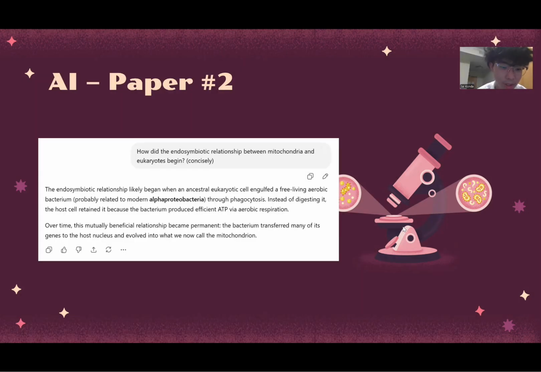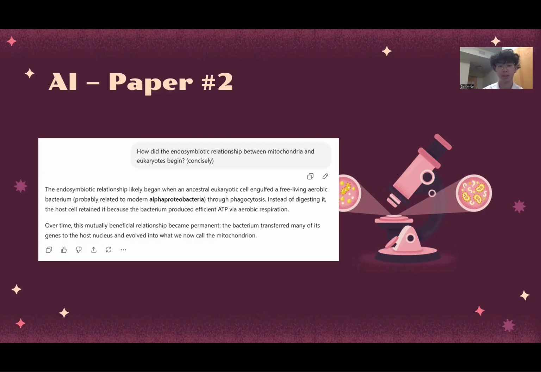All right, so for paper two, we asked ChatGPT the same question, and it basically gave the same response. And this goes directly against the hypothesis of paper two because paper two suggests that instead of a eukaryote engulfing a prokaryote, it's actually two prokaryotes, specifically archaeons, in a symbiotic relationship. What they termed was a syntrophy, where they basically just feed off of each other's waste products.